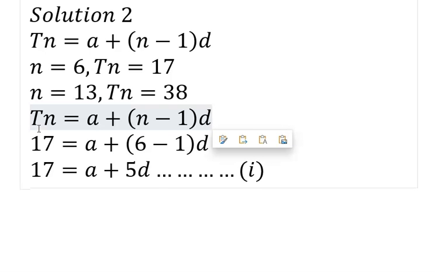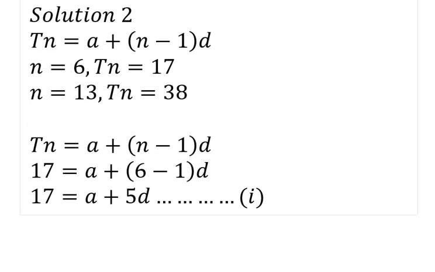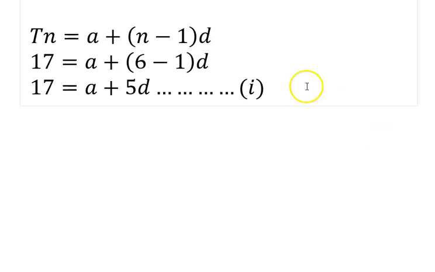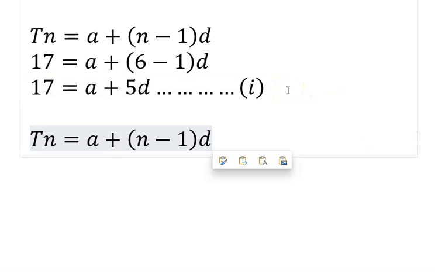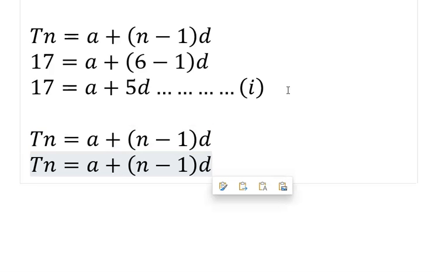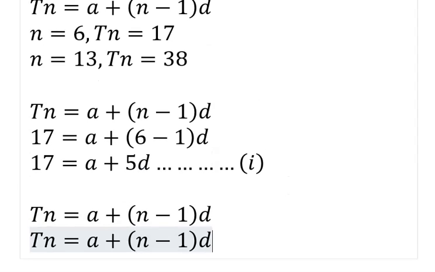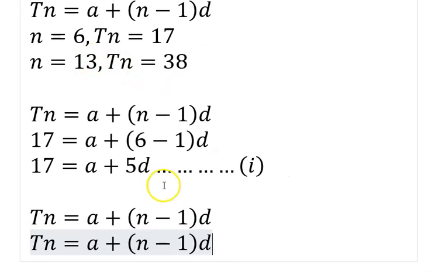So we are actually applying our formula. Beautiful. So that's our equation 1. Now, the second information, we are told that the 13th term is 38. The 13th, that's the number of terms. And the nth term is what? 38.